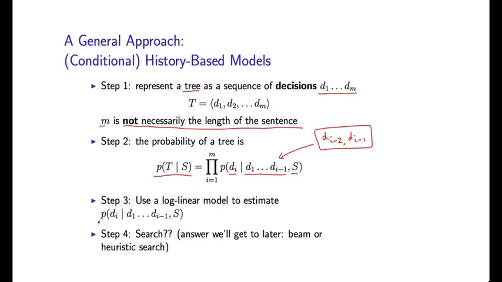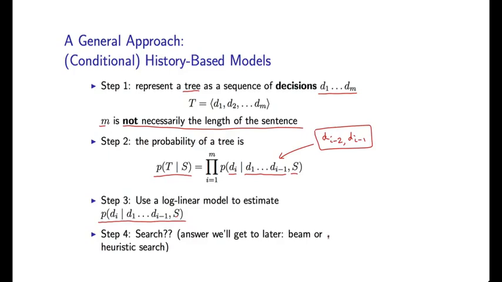The third step is going to be to use a log linear model to estimate this conditional probability of the decision given the previous i-1 decisions and the input sentence. And we'll make use of the flexibility of log linear models in terms of the features that they can include. And this will be another setting where we really see the power of log linear models in terms of the representations they can use.